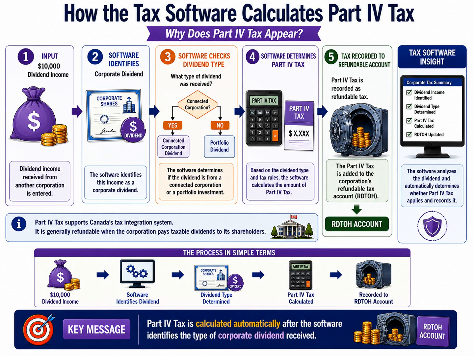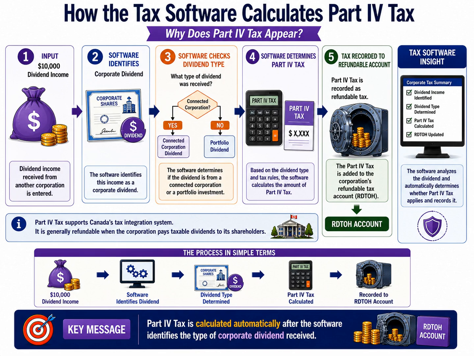The important point is that you do not manually calculate Part 4 tax during normal tax preparation. Professional tax software performs this calculation automatically. It analyzes the dividend, applies the legislative rules, determines whether Part 4 tax is required, and calculates the appropriate amount. If Part 4 tax applies, the software doesn't simply treat it as ordinary corporate tax. Instead, the amount is recorded in the corporation's Refundable Dividend Tax on Hand, or RDTOH, account.